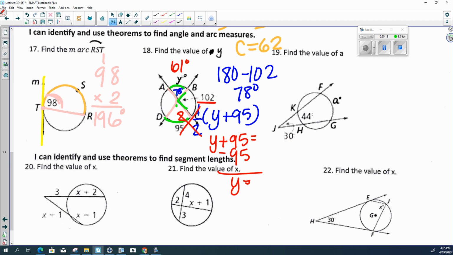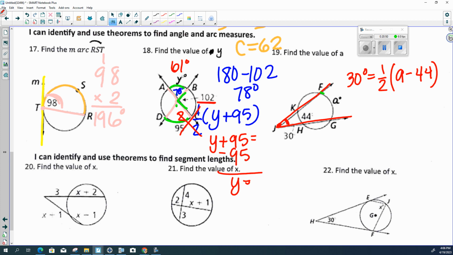That one was hard. Okay, find the value of A. So I'm looking at my theorem. This is a circumscribed, nope, it's not. Angle outside a circle theorem. If a tangent and secant, two tangents or two secants, these are two secants, and they're intersecting outside the circle, then the measure of the angle formed is half the difference of the intercepted arcs. So this angle here, J, they're calling it 30, is half the measure of the difference of the intercepted arcs.